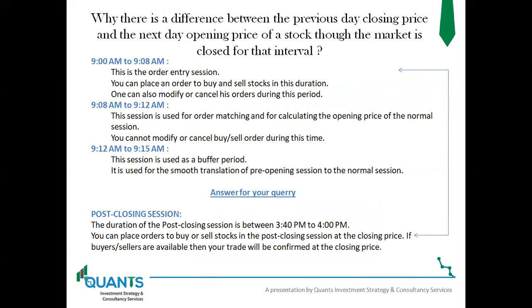There are three time slots. First, the pre-opening session. The normal market hour starts at 9:15 a.m. So before 9:15 a.m., what happens in the market? This normally happens in the terminal, from 9 a.m. to 9:08 a.m. This is the order entry session, where you can place orders to buy and sell stocks in this duration. One can also modify or cancel his orders during this period.